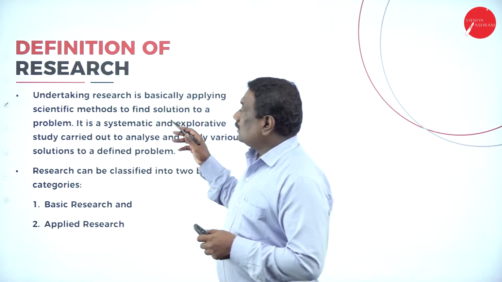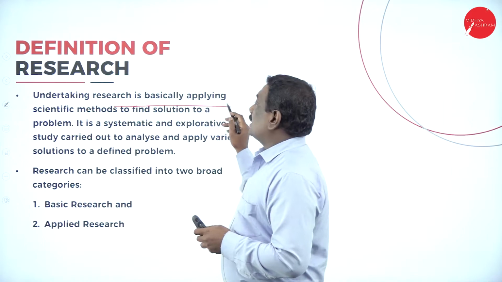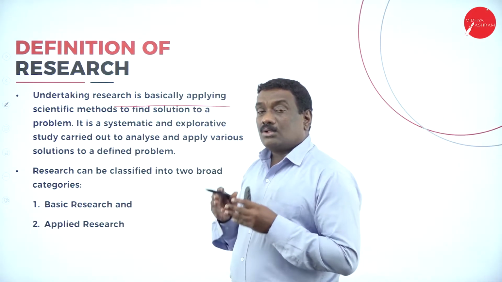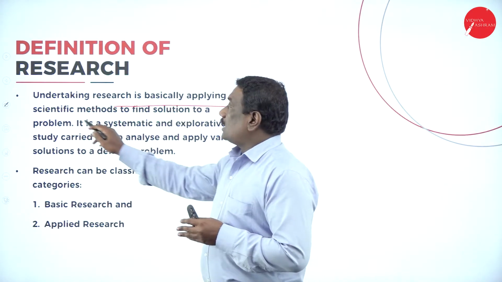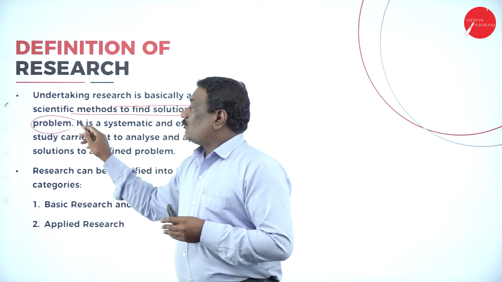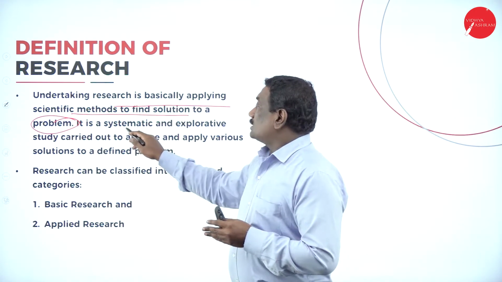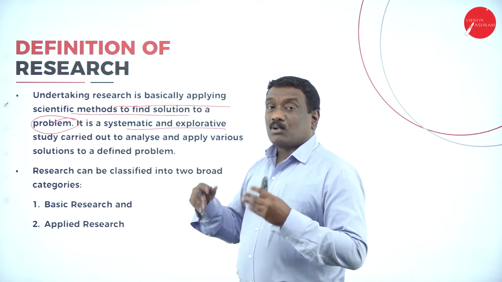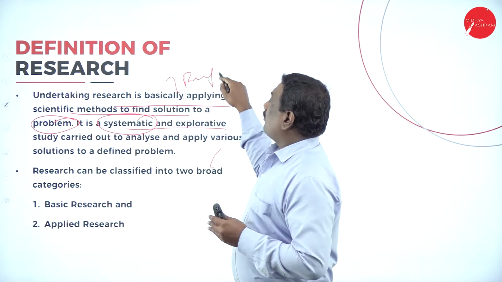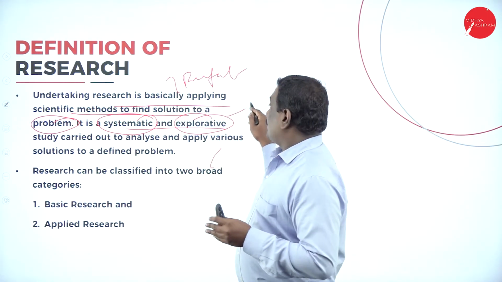Now students, coming again to this particular research, undertaking research is basically applying scientific methods. How are you going to do the research work? It is all through the scientific methods which you adopt, and you will find a solution for it, that is a solution to solve that particular problem which is arising in the organization. Now this is a systematic method and it is explorative. It is systematic because everything will be perfect here. And explorative means finding out new things.